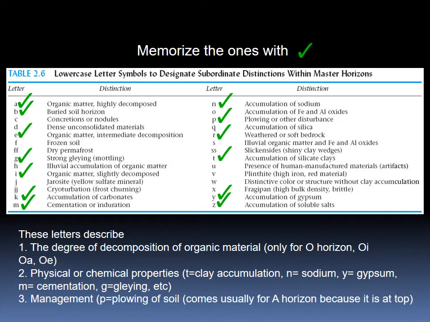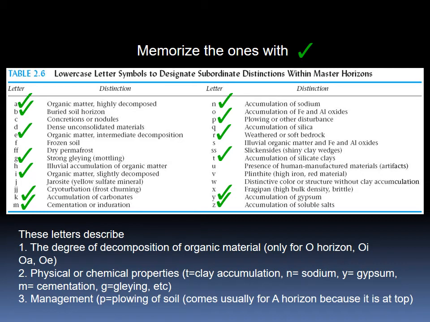The easiest way to memorize it is by understanding what it means and when to use it. So I listed 3 different things below the table. You would see that these small letters can be used to describe 3 things. Number 1, the degree of decomposition. And the degree of decomposition only comes with the O horizon. So you remember from the first slides where we defined that we can find O with I, A or E? It describes the decomposition degree.